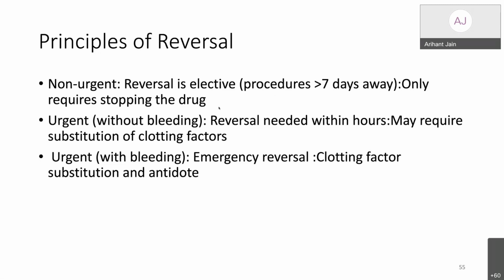Urgent can be two things: urgent without bleeding and urgent with bleeding. If it is urgent without bleeding, then reversal is needed within hours. In those cases, you may require substitution of clotting factors, whether it is PCC, FEIBA or FFP. If it is urgent with bleeding, you will give clotting factor support as well as antidote. So antidote will be used only when there is urgency and an active bleeding which is going on, which has not stopped.